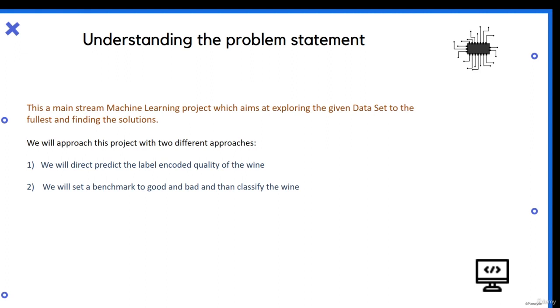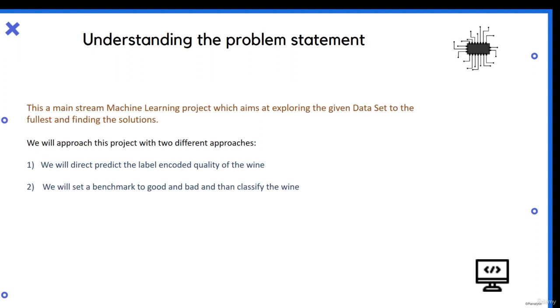So the main part of this project is that we'll be doing this in two different approaches or two different methods. The first method will be directly predicting the label encoded quality of wine. Suppose in the data set the quality of wine is given as 1, 2, 3, like on a scale of 1 to 5. So we'll be directly predicting those scales and observing the accuracy.